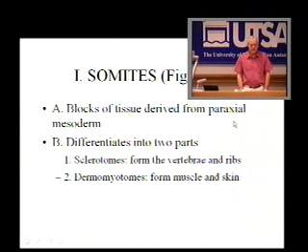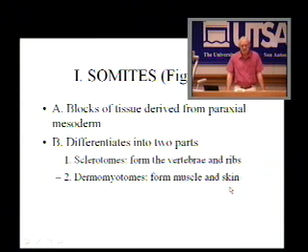The paraxial, obviously just parallel to the center of the body, just lateral on each side, is going to differentiate into two parts. The sclerotomes will form the vertebra and the ribs, and the dermomyotomes are going to contribute to the skin and the muscle. They will form the musculature, and contribute, not really, I guess, to the skin, but really to the connective tissue underlying the epidermis. So the dermis and hypodermis basically will be the components of this.